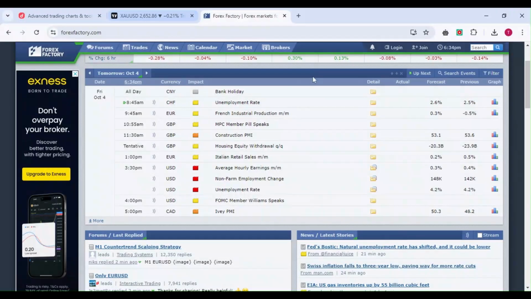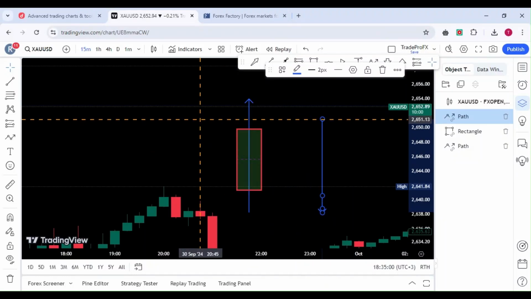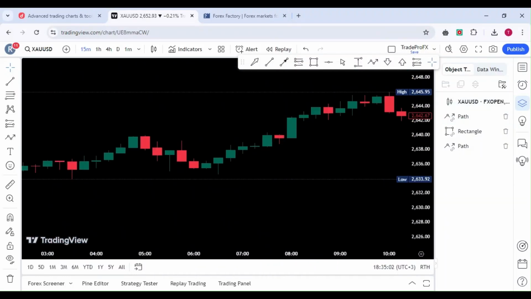So that's it for today. If you are a good forex trader, let's comment below: what trend do you think will be for gold currently?